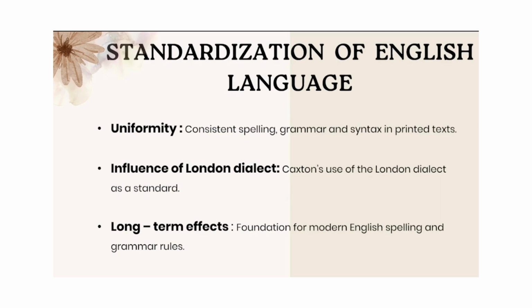Overall, the standardization of the English language brought about by the printing press was a significant development in the history of the English language. It helped to establish a uniform and consistent form of English that laid the groundwork for the development of modern English spelling and grammar rules. The standardization of English was a key factor in the growth and spread of the English language, both within England and around the world.